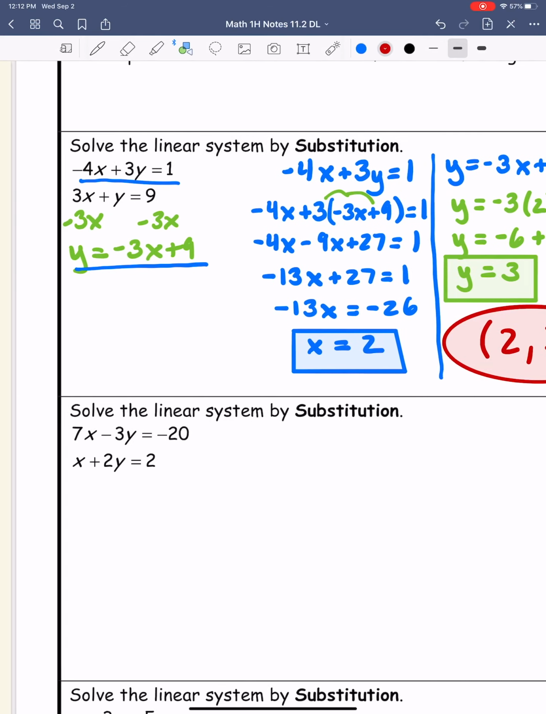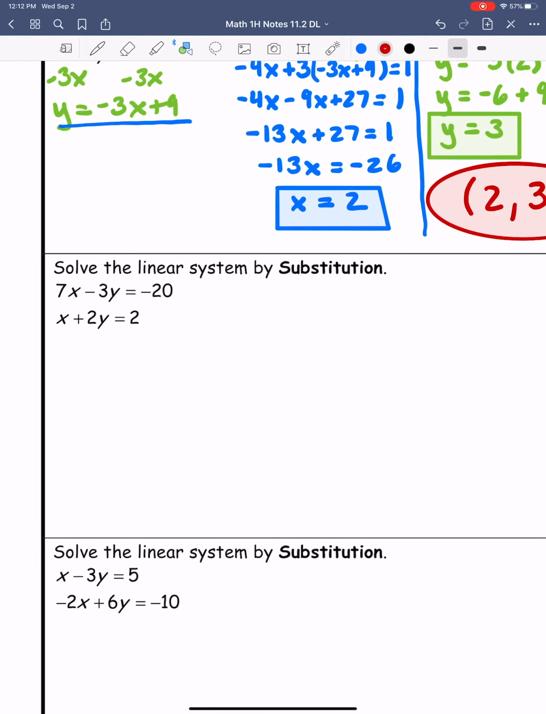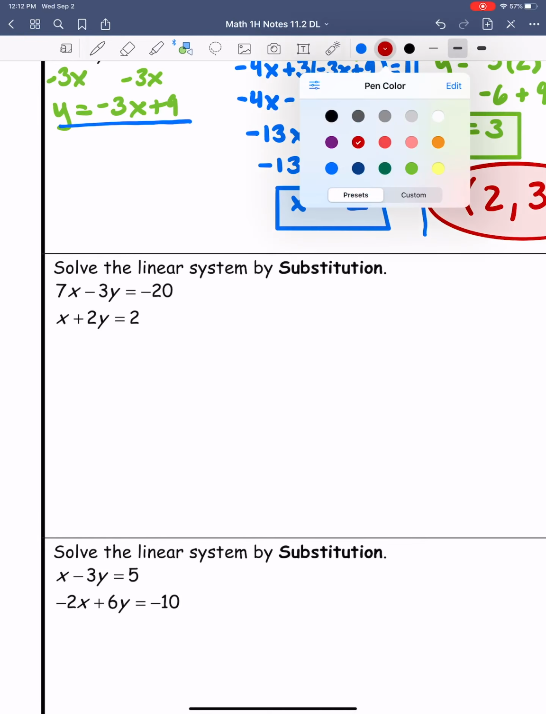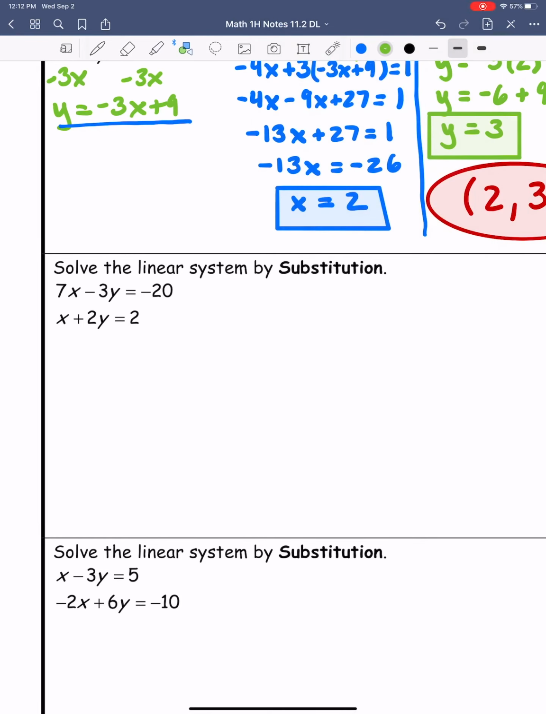All right, I'm going to move on to the next one here. Okay, and we're going to follow those same steps. So first we need to get something by itself, whatever looks like it's going to be the easiest to isolate. In this case, I think x is going to be the easiest to get by itself because all I have to do is get rid of that 2y there. And so I'm going to go ahead and start by doing that. To get that by itself, I'm going to subtract 2y.